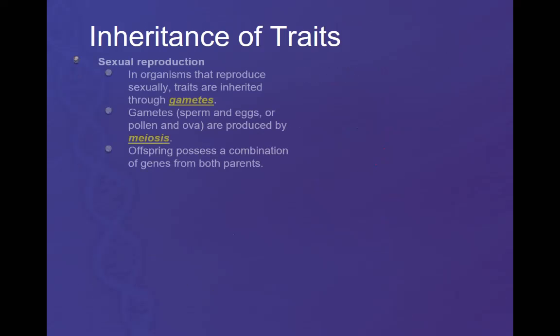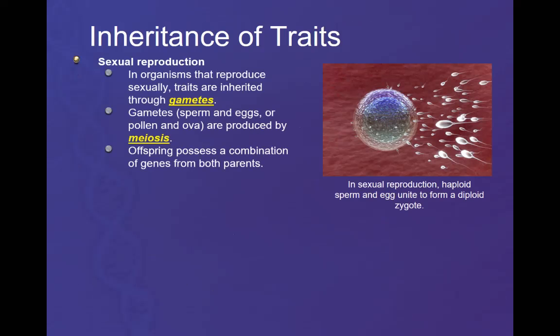Now, we are focusing here in this particular example and in most of what we're going to cover on sexual reproduction. In organisms that reproduce sexually, which means using the sperm and the egg, we're going to inherit traits from the gametes. Remember, the gametes are the sperm and egg, okay, or pollen and ova, depending on if you're doing plants or animals. And these are produced by the process known as meiosis, which is a form of reduction division. Offspring then are going to possess a combination of genes from both the parents, maternal and paternal, depending on how dominant a particular trait is.